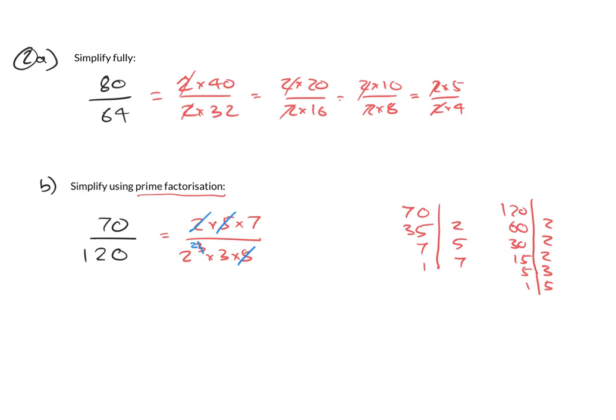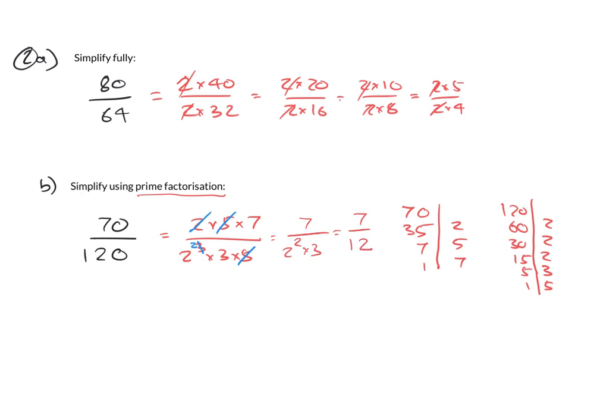So let's look at the fraction now. What am I left with? I'm left with 7 as a numerator. I'm left with 2 squared times 3 as a denominator. And that's going to give me 7 on the top. 2 2's are 4. 4 times 3 is 12. So my fraction simplifies to 7 over 12.